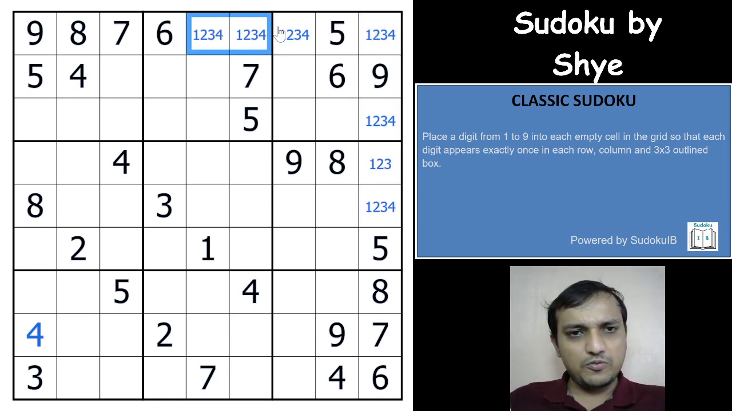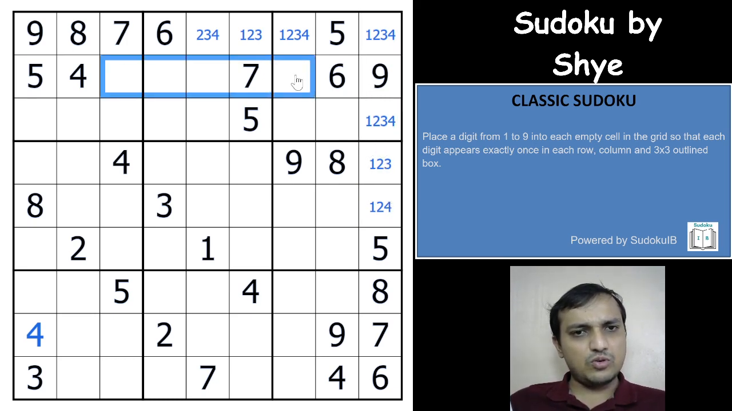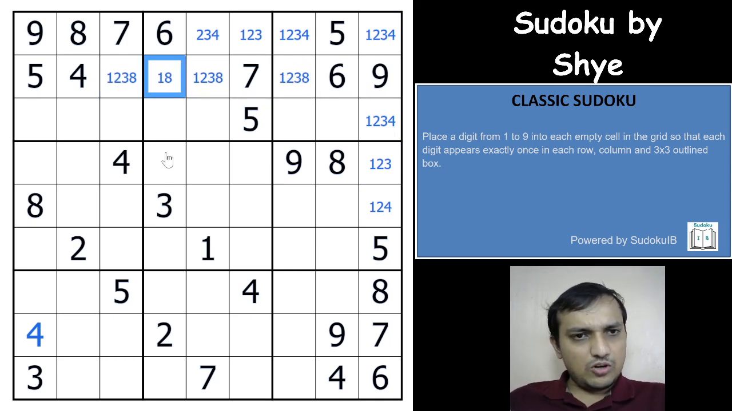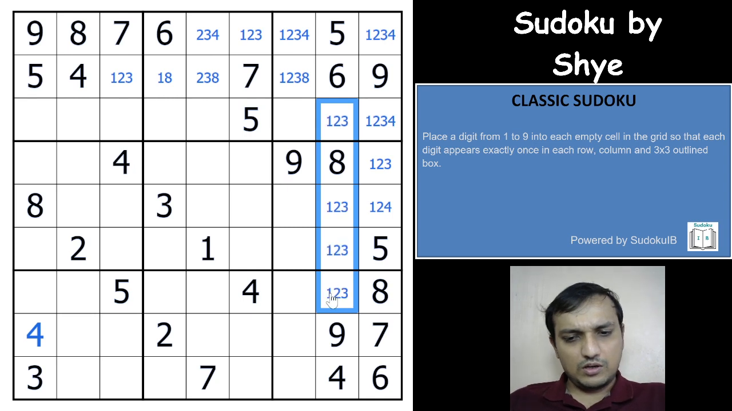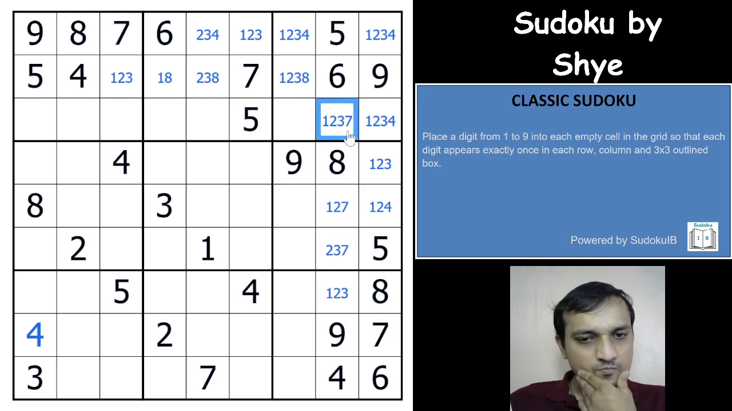So these are the 1 2 3 4s given here. You cannot have 1 here, you cannot have 4 here, you cannot have 3 here. So yeah, we are done with this, and this is also 1 2 3 8. 2 and 3 cannot be here, 8 cannot be here, 1 cannot be here, 1 2 3 and 7, right? So 1 cannot be here, 7 cannot be here, 3 cannot be here, right? Anything else?